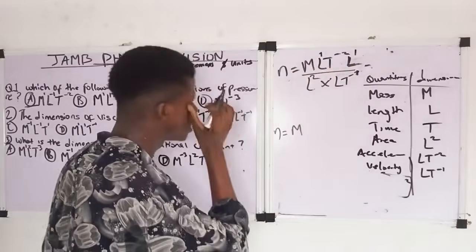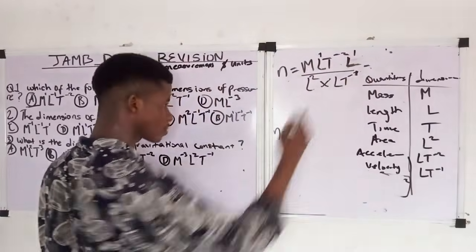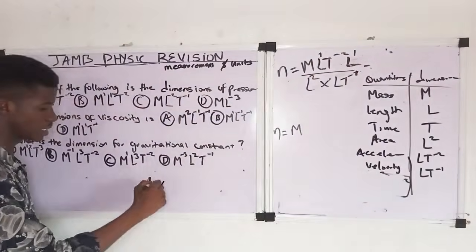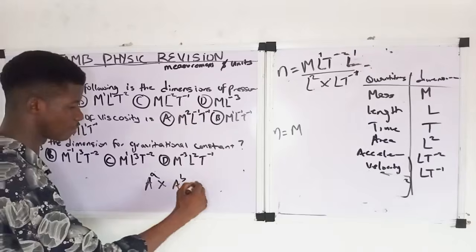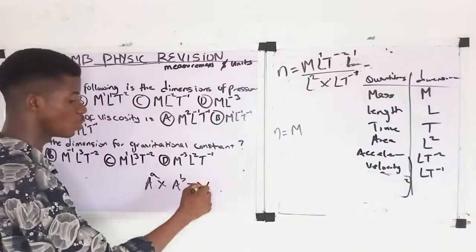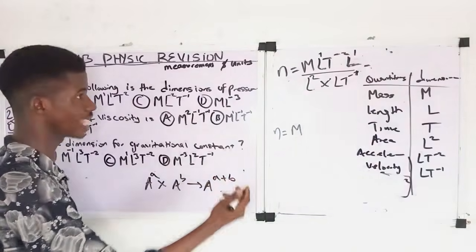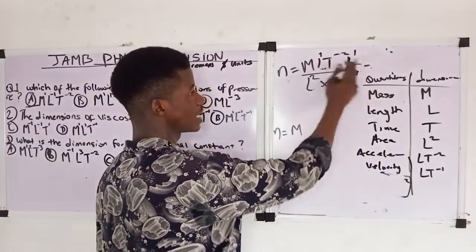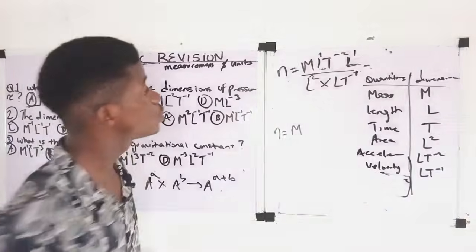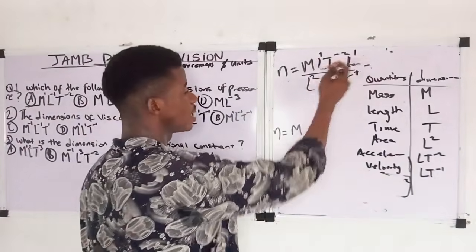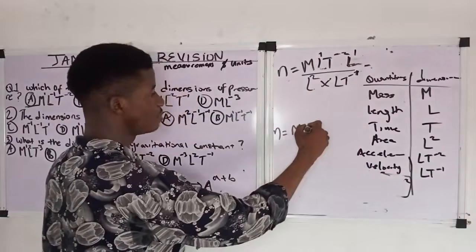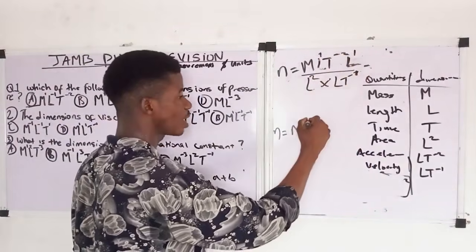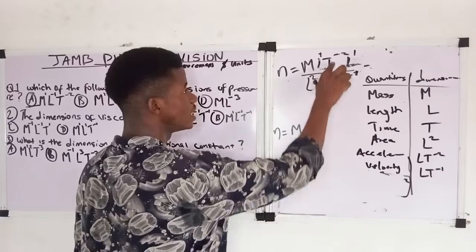Yes. Now let's continue. Look at these. According to that first law, when the same bases are multiplying each other, we take one of the bases and we add their powers, right? This is L1, this is L1. These two have the same base L, and they are multiplying each other, so we take one of the bases and add their powers: 1 plus 1 gives us 2.